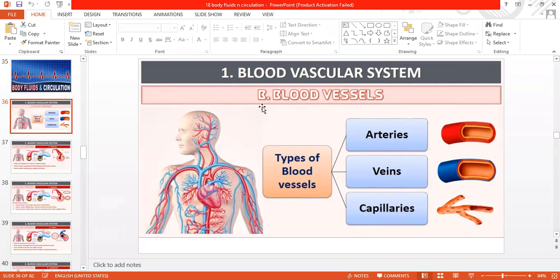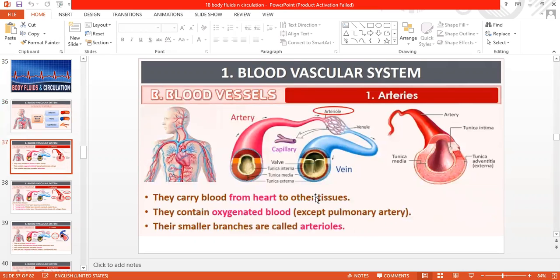Now, to talk about the blood vessels, there are 3 types of blood vessels in humans: arteries, veins, and capillaries. We all know what arteries are. Arteries are the blood vessels which carry blood from the heart to different parts of the body. And veins are the blood vessels which carry blood from the body to the heart. Now let us see their structure.